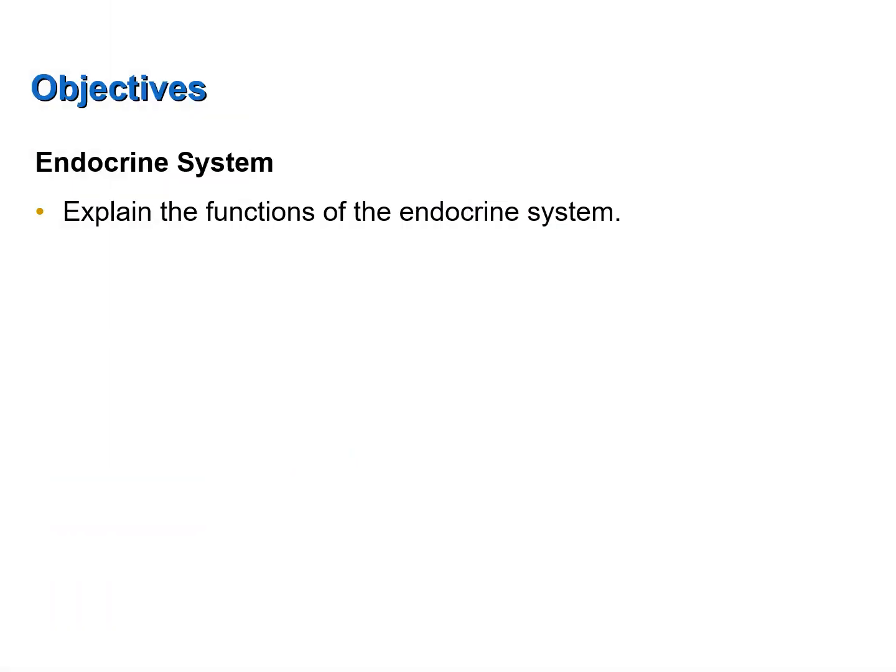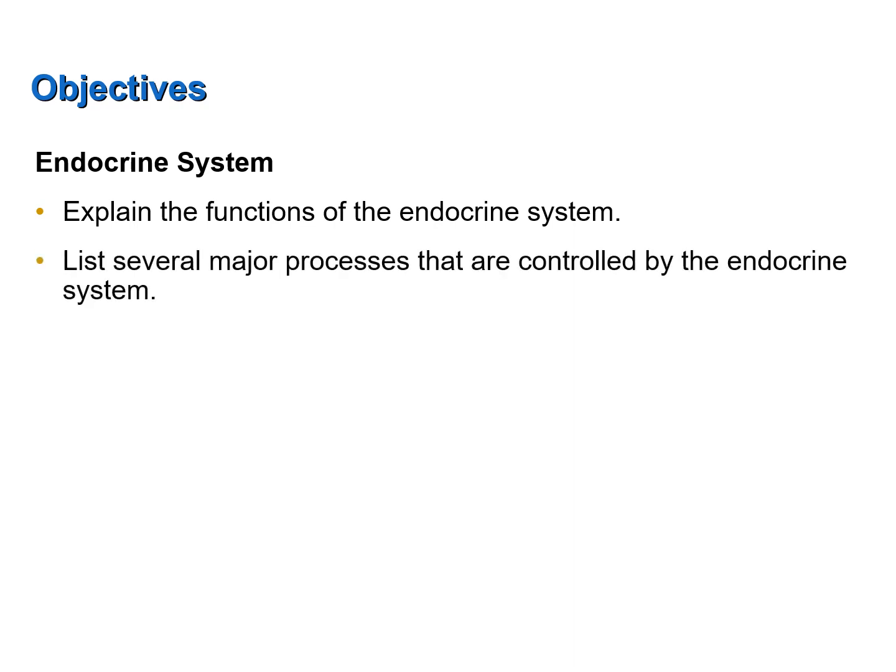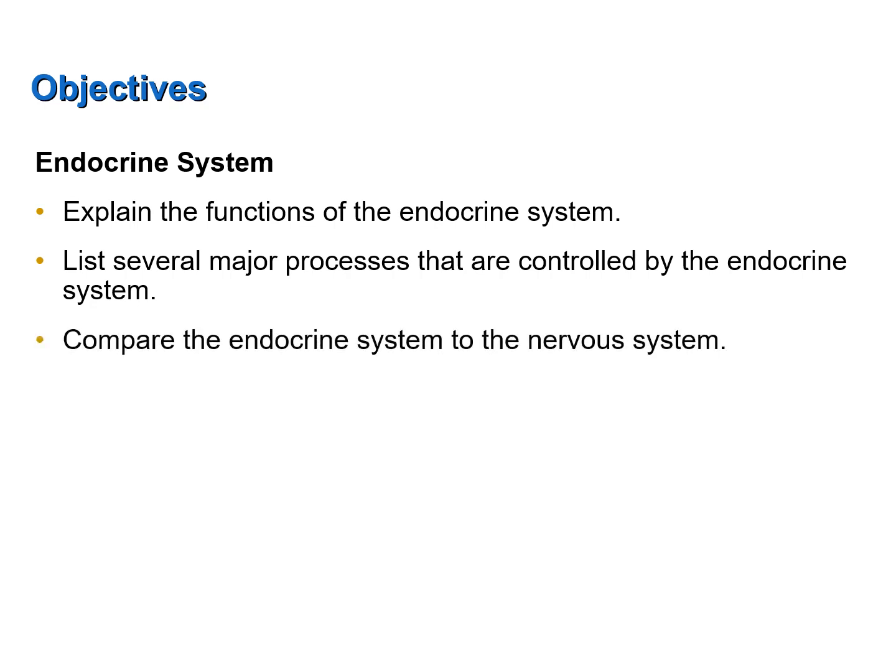Now let's review the learning objectives of the screencast: explain the functions of the endocrine system, list several major processes that are controlled by the endocrine system, compare the endocrine system to the nervous system, and define a hormone.